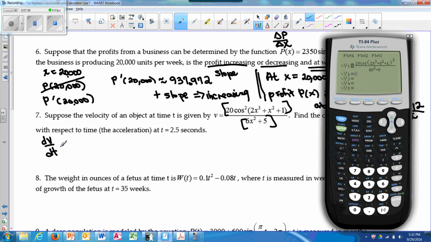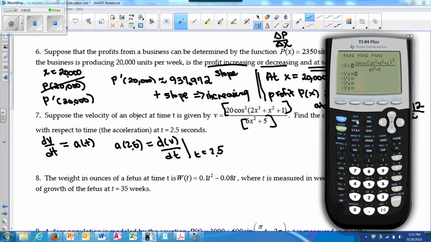And now it asks us in the problem to find the change in velocity. So we have the velocity function, the change in velocity with respect to time, which is equal to the acceleration at any time at t equals 2.5. So we want the acceleration at 2.5 seconds, which is the same thing as doing the derivative of velocity with respect to time at time equal to 2.5 seconds.